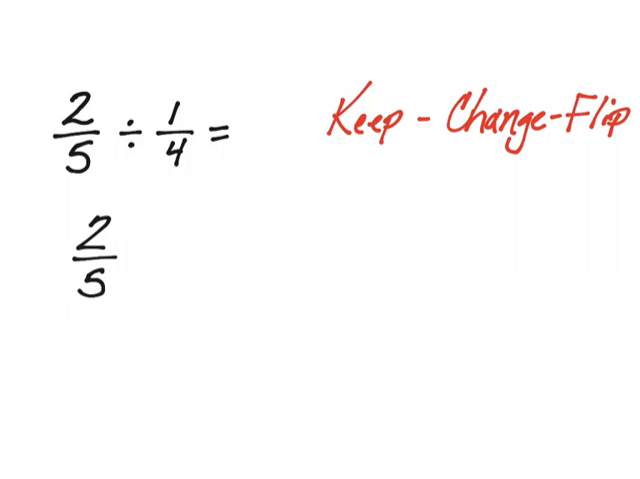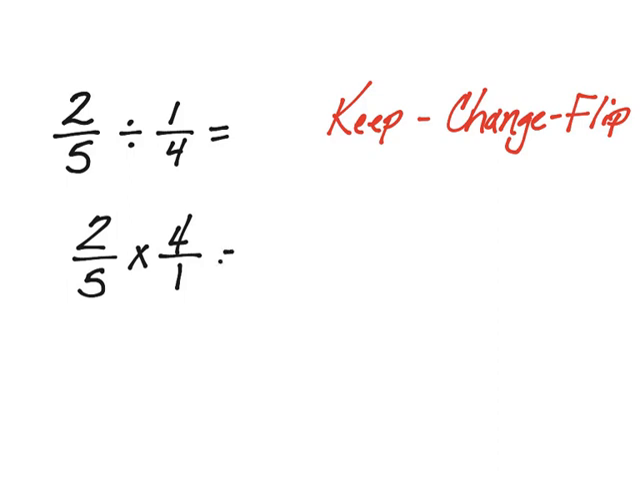The opposite of division is multiplication, so I'm going to change my division to multiplication, and then for my last fraction, I'm going to flip it. I'm going to put the denominator on top and the numerator on bottom. Now, I can work this problem just like a multiplication problem, and it gives me my right answer.